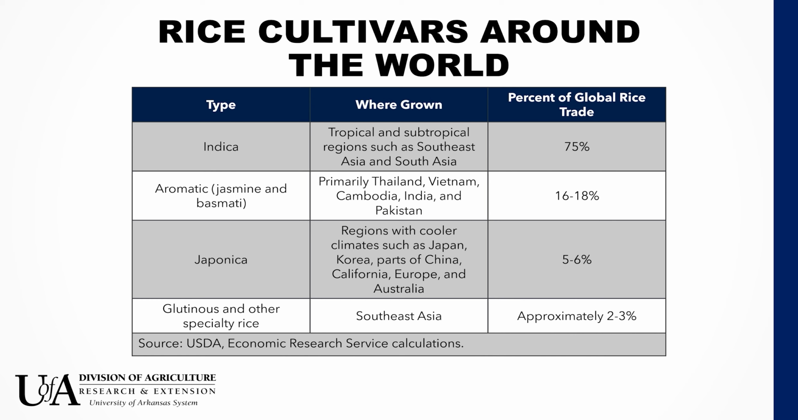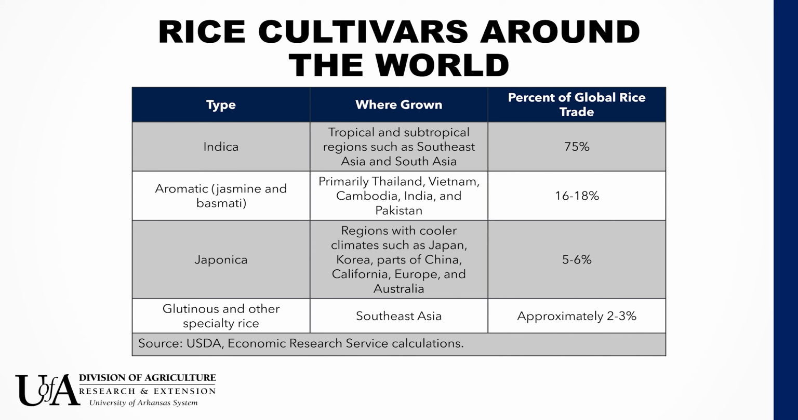The second category is the aromatic rice, which comprises the jasmine rice and the basmati rice. These are primarily grown in Thailand, Vietnam, Cambodia, India, and Pakistan. The aromatic type of rice comprises about 16 to 18% of the global rice trade.